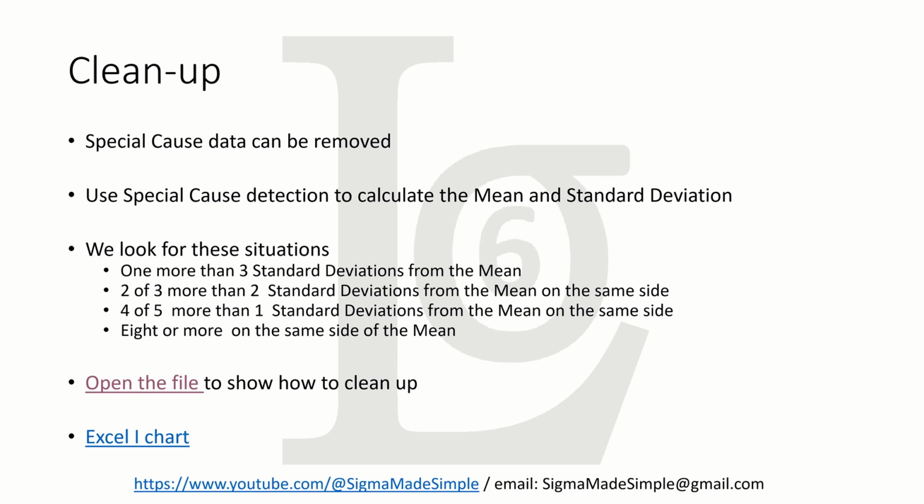These special cause variations we look for are one data more than 3 standard deviations from the mean, 2 of 3 data in a row more than 2 standard deviations from the mean on the same side, 4 of 5 data in a row more than 1 standard deviation from the mean on the same side, and lastly, 8 or more data on the same side of the mean. Notice in cell B1, the JB normality test is non-normal at 0. When you open up that file, then it'll probably be a lot easier to see it.